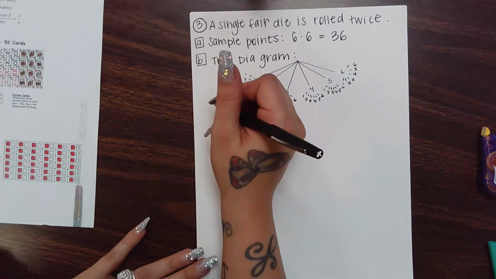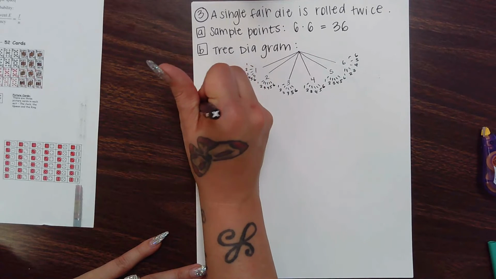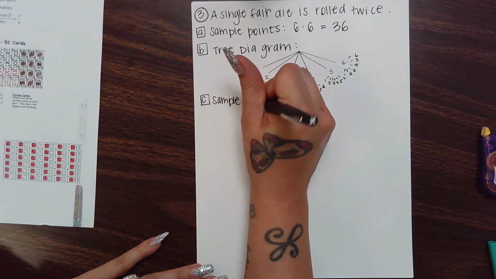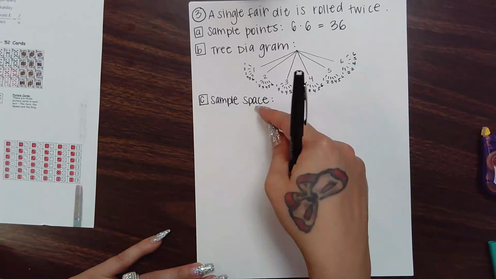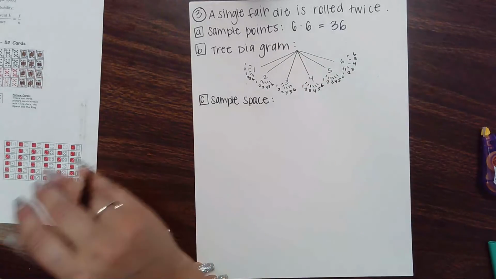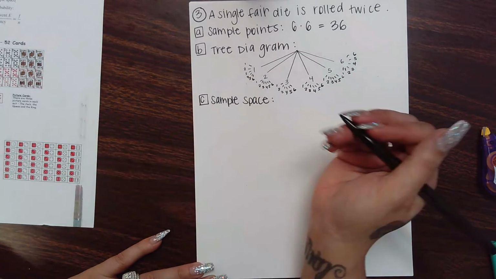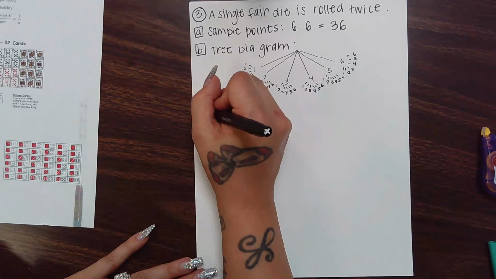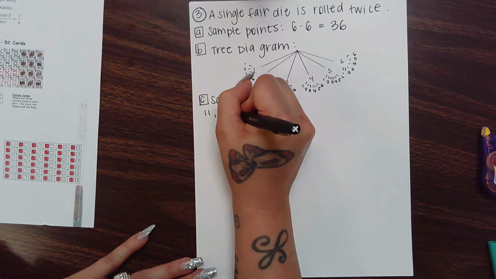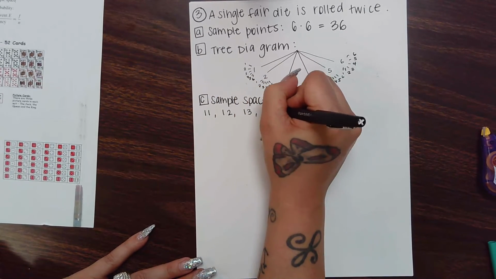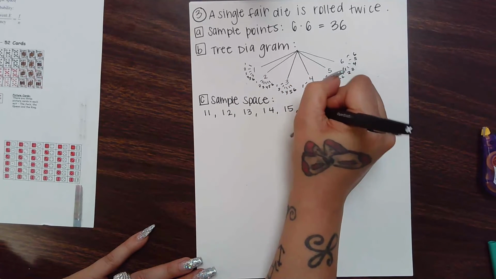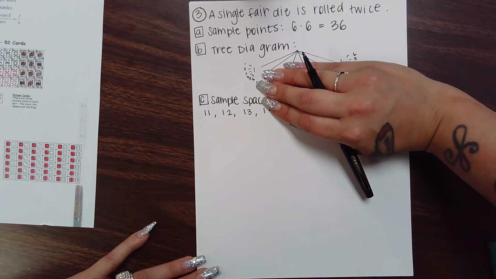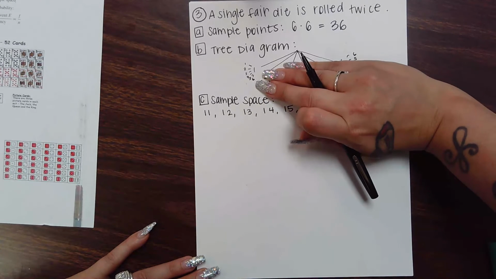For C, what we're going to do is go ahead and create our sample space. A sample space is made up of all the sample points, which is just a list of all the possible outcomes. And so I did it like this. I just did 1, 1, 1, 2, 1, 3, 1, 4, 1, 5, and 1, 6. Those are all the outcomes if I roll a 1 first, and then I paired it with all the different outcomes for the second experiment.